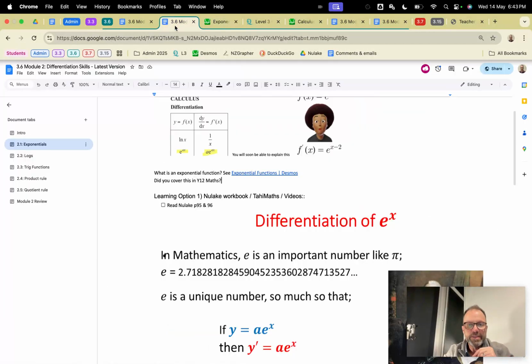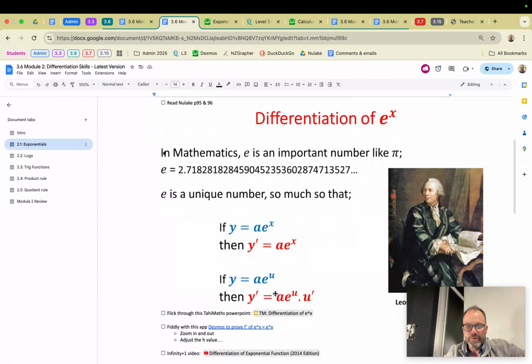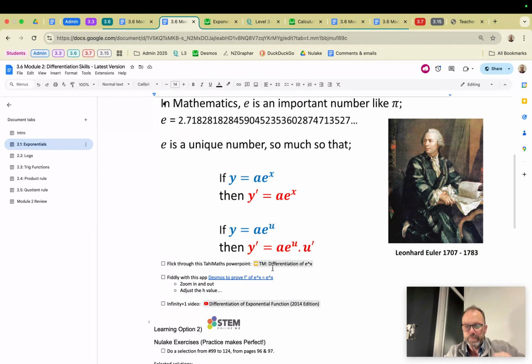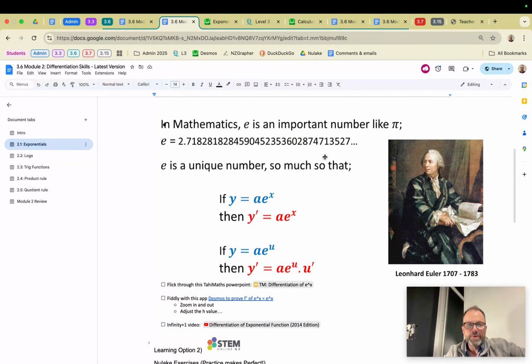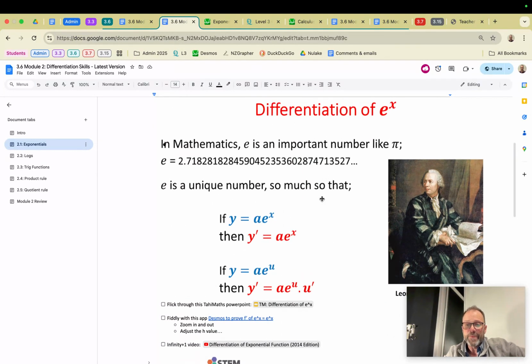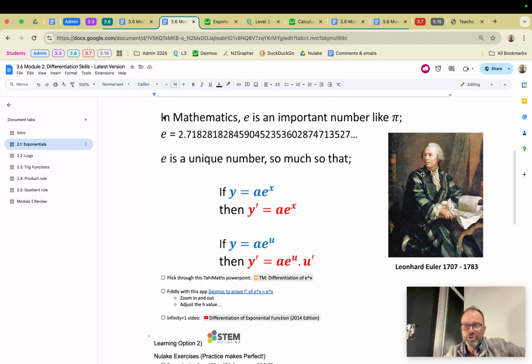If we go back to our notes here, this is a slide capture from Tahi Maths, really good. Obviously, it's a very important number. It appears quite a lot in maths, and we attribute it to Euler, and I guess that's where the e comes from, the first letter of his surname. But here's the code. It is a unique number. It's irrational. It's not repeating. So if the function equals a e^x, then guess what? The derivative function is the same.